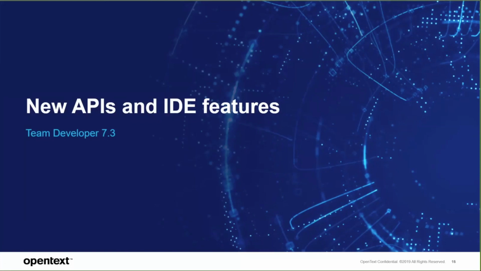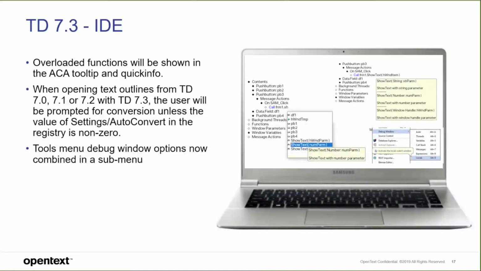Let's talk about the other API updates and IDE features in Team Developer 7.3. So in the IDE, there is more automatic online help or active coding assistant help with tooltips available now. First, for overloaded functions, you see that here on the right side, there are several show text functions with string parameter, with a number parameter, with a window handle parameter, and you see that you can choose from all these, and you get the help for all these.